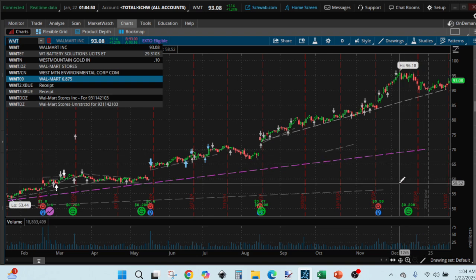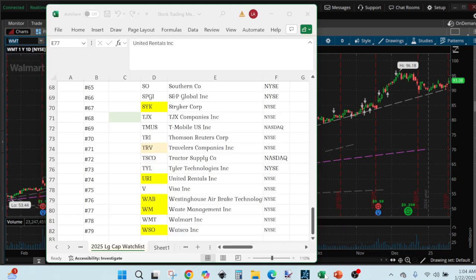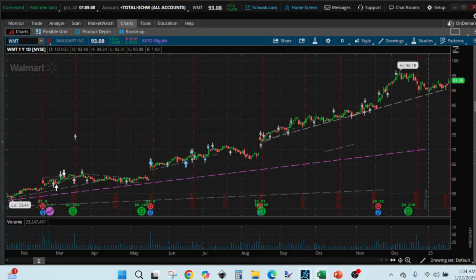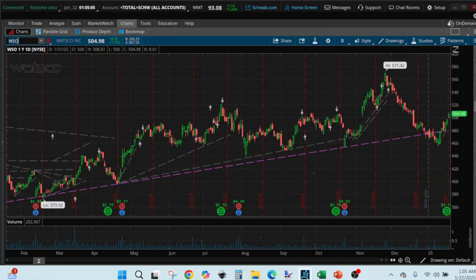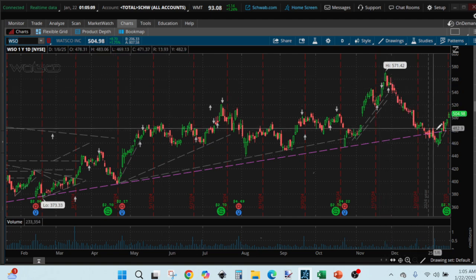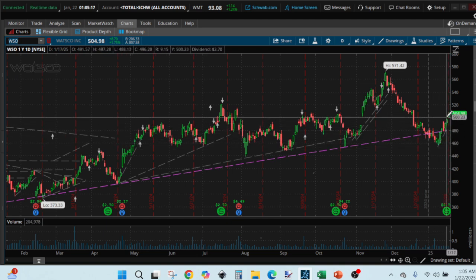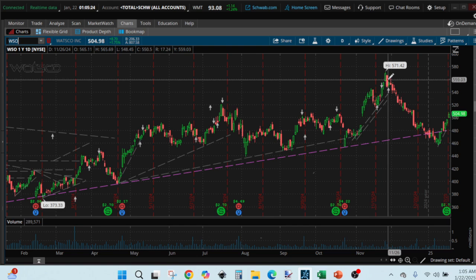So the next one is going to be WSO. And WSO, we purchased it at this trend line, and then it pulled back to this trend line and started going up from there. So we have a higher low, and this area could be a place to buy. But at the moment, since we have it in our portfolio, we are not going to buy more.